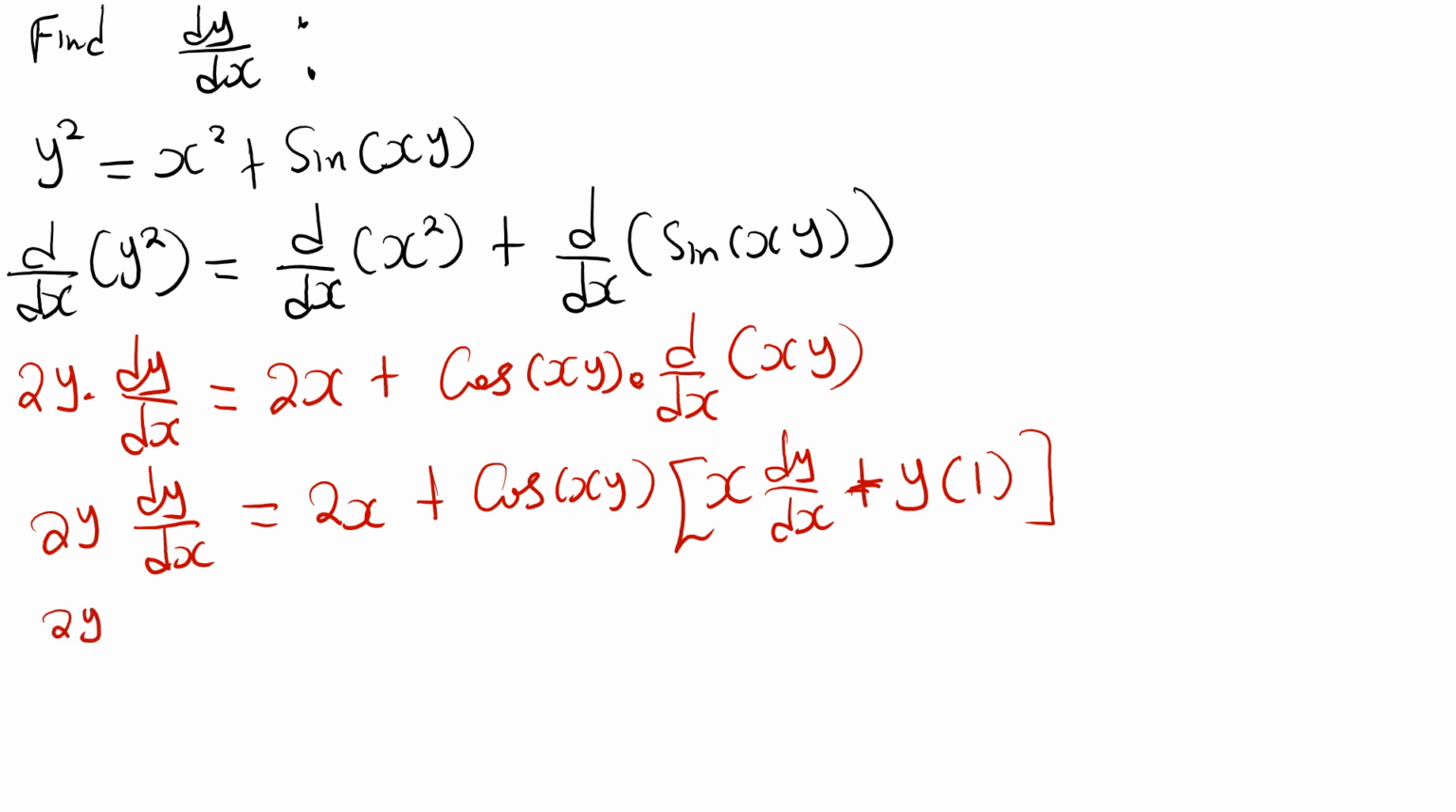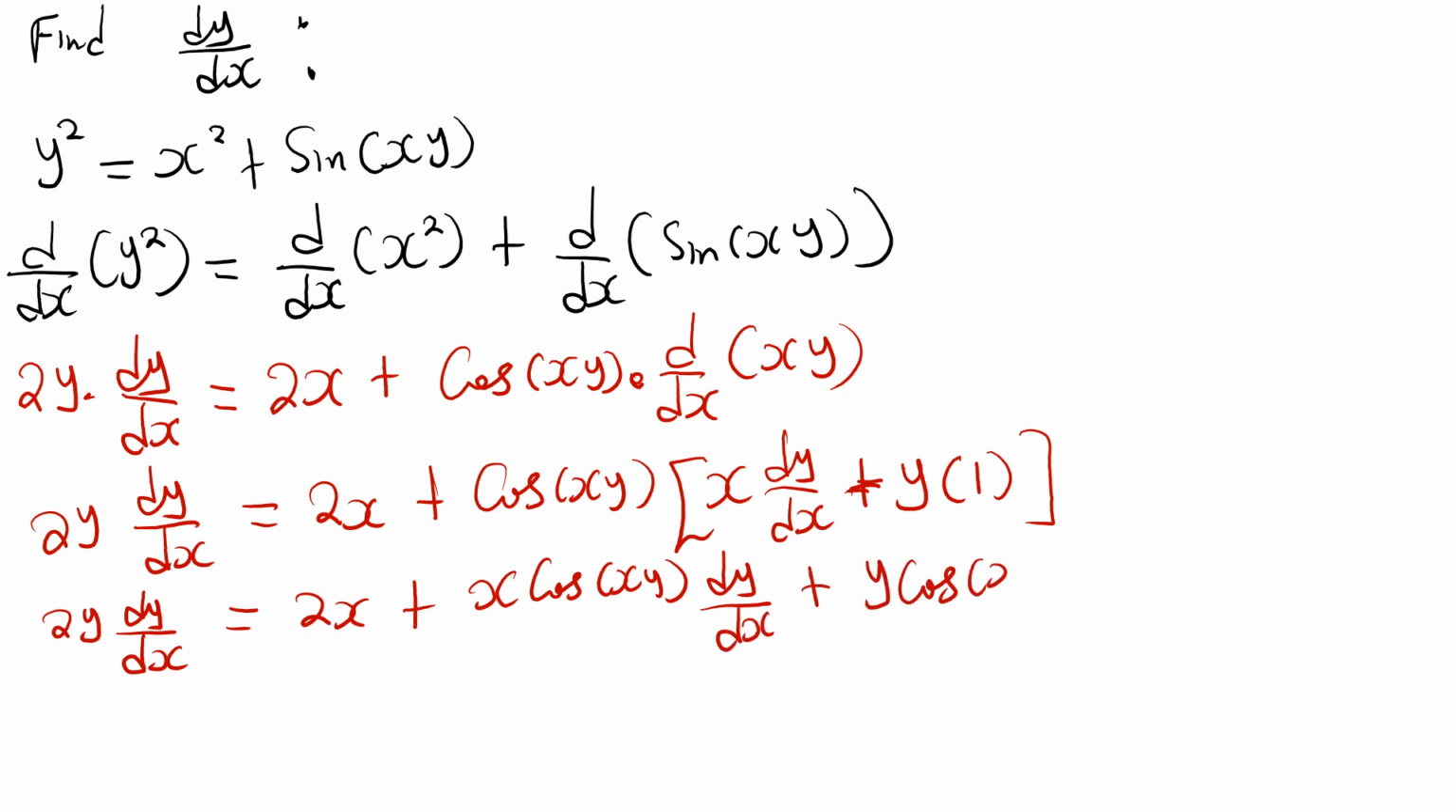So we have 2y multiplied by dy over dx is equal to 2x plus, if you multiply here, we are going to get x cos xy multiplied by dy over dx plus y cos xy. Now let's keep the terms with dy over dx on the left hand side, and after that we will make dy over dx the subject of our formula.